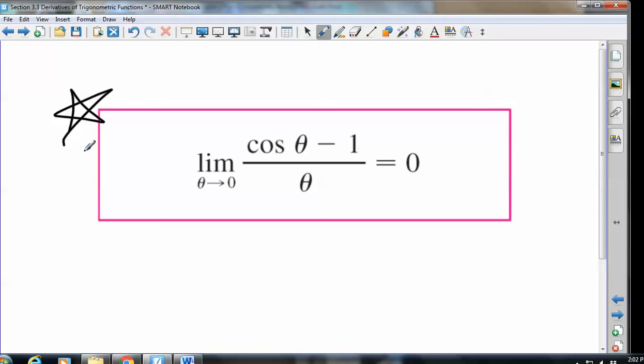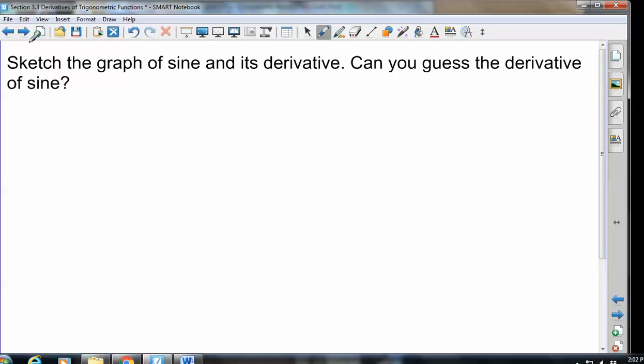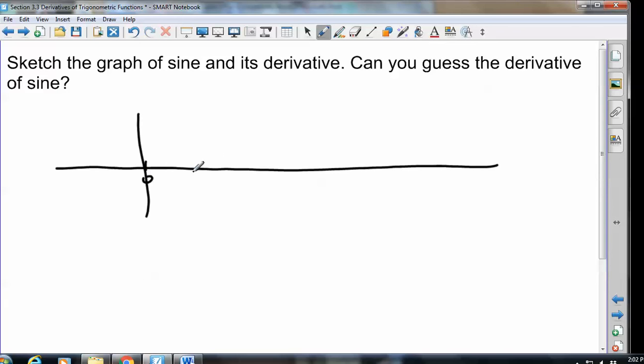Alright, we have a couple of these limits. Without looking ahead, we're going to try to figure out some derivatives here. So let's talk about sine. If you need to, pull out that graphing handout we did at the beginning of the year. Remember, sine looks like this. So here's our graph of sine.